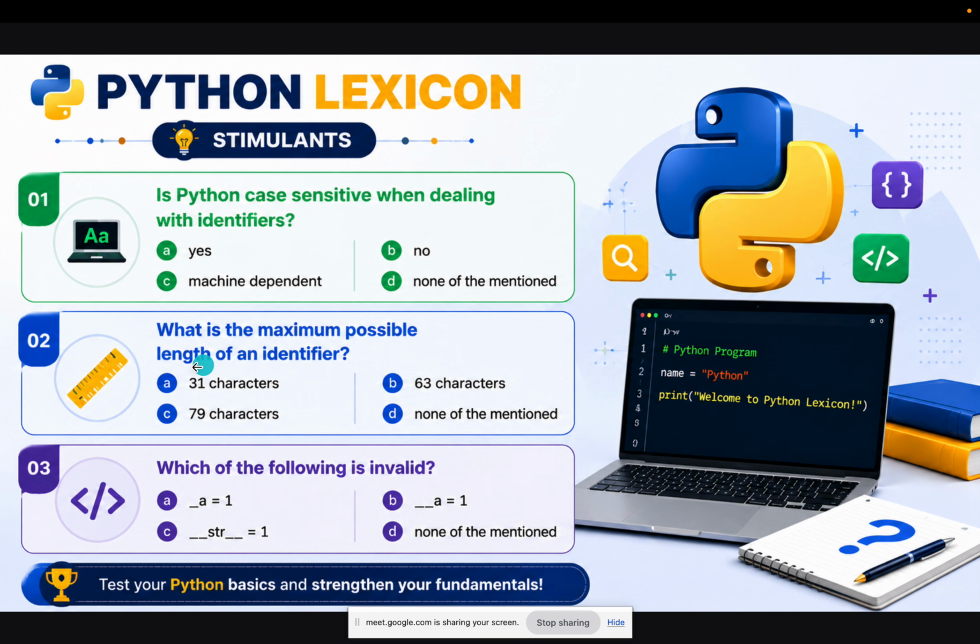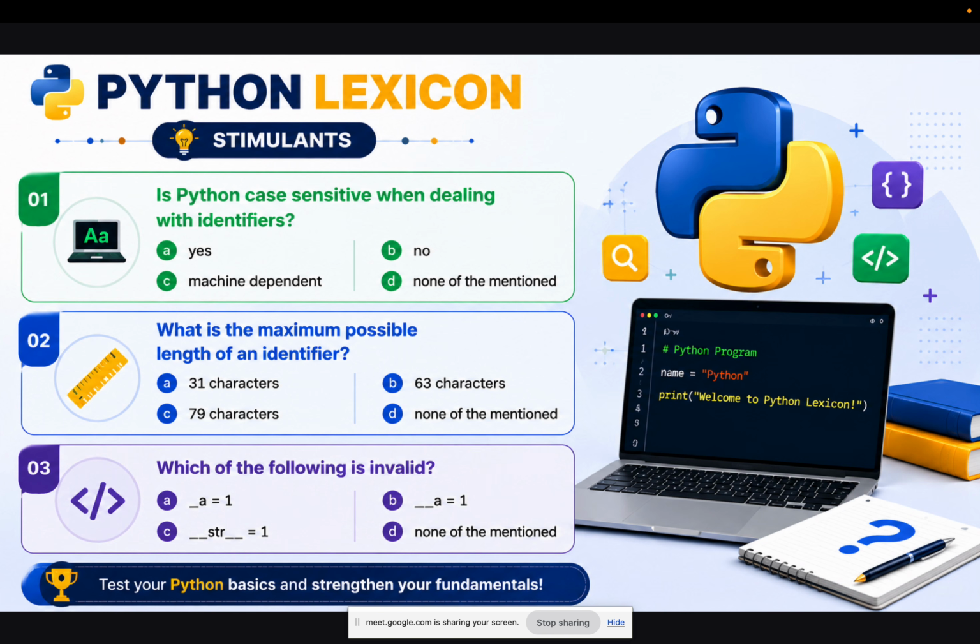What is the maximum possible length of an identifier? Tell me the answer. Yeah, option D. Perfect. 63 characters. Okay. And which of the following is invalid? Now, which of the following is invalid? Tell me. So, here A will come, B will come, C will come. Which one is invalid? And how did you identify that this is invalid?